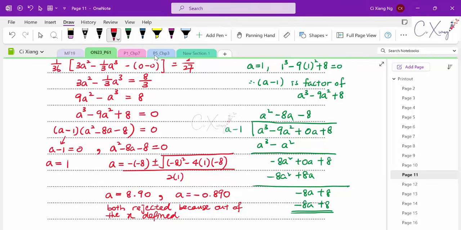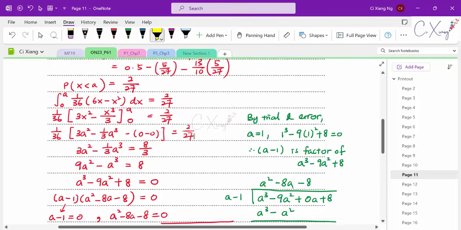Okay, so that means what? That means our final answer has only one value for a, which is a equals to 1. Okay, so this is how basically we solve question number 6.